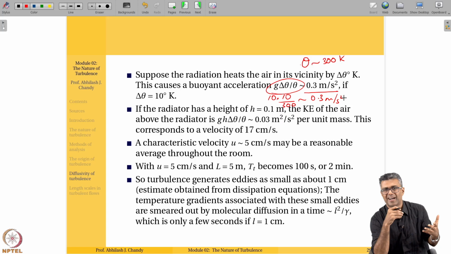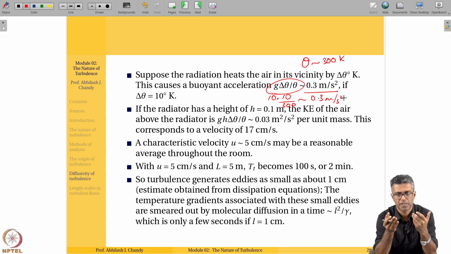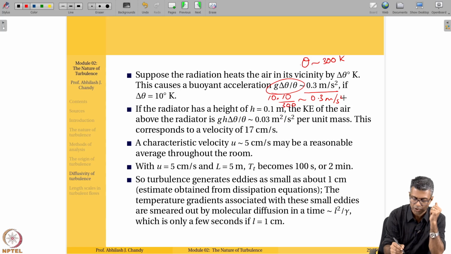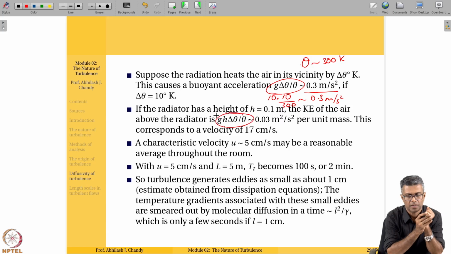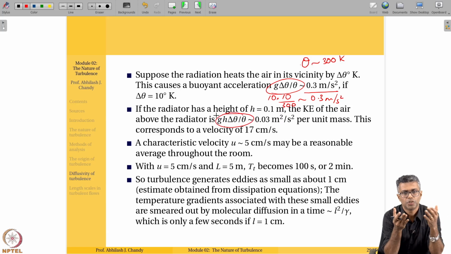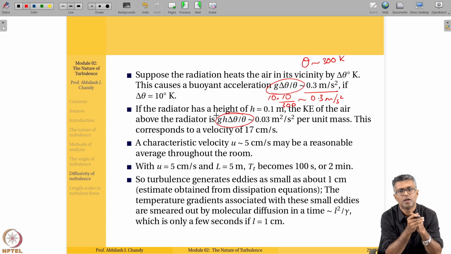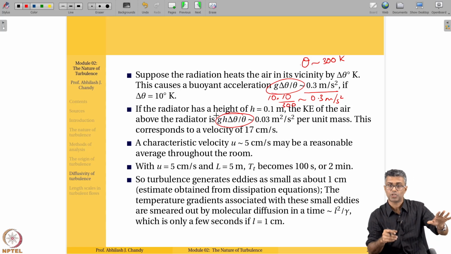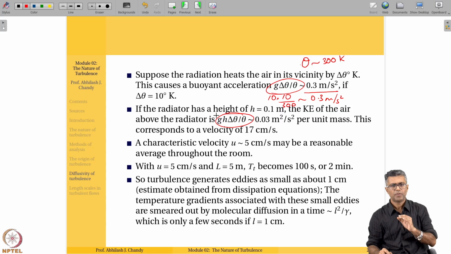That's how I come up with that number. If the radiator has a height of, say, 0.1 meter, a reasonable assumption, the kinetic energy of the air above the radiator is, say, g h delta theta over theta. This is the energy per unit mass, like potential energy: g delta theta over theta, which is the acceleration, multiplied by h. That gives me the kinetic energy per unit mass, 0.03 meter squared per second squared, assuming h is about 0.1 meter. Again, we are doing order of magnitude, not exact numbers, but these are reasonable assumptions.